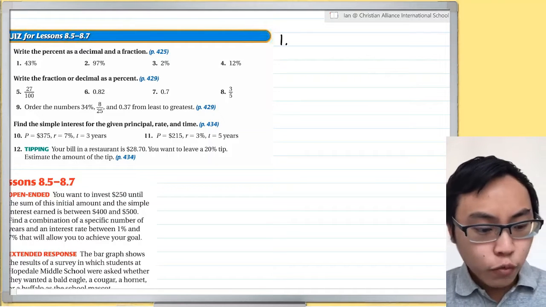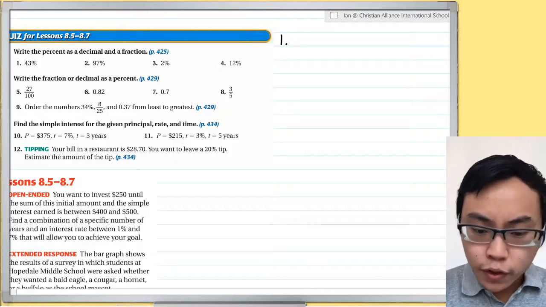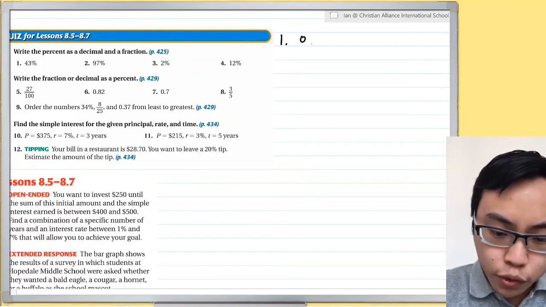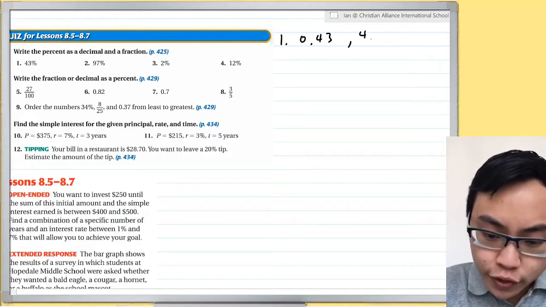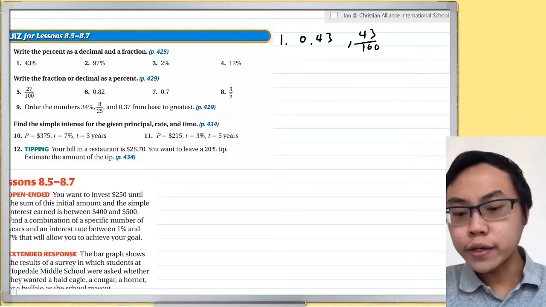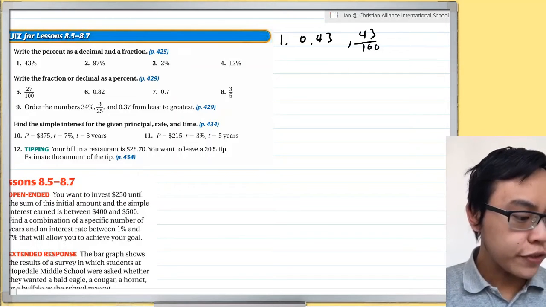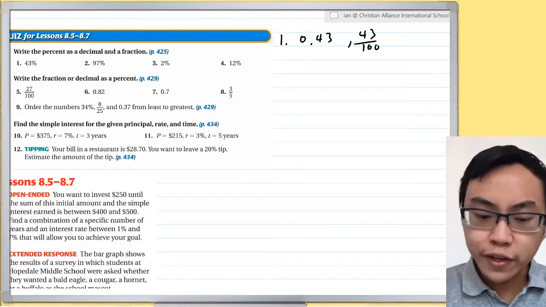Question 1, write the percent as a decimal and a fraction. So 43%, if you want to change it into a decimal, that's going to be 0.43. And then as a fraction, that's going to be 43 out of 100. And there is no more simplifying that can be done, I think. Let me just further check. Yeah, there's no more simplifying that can be done.